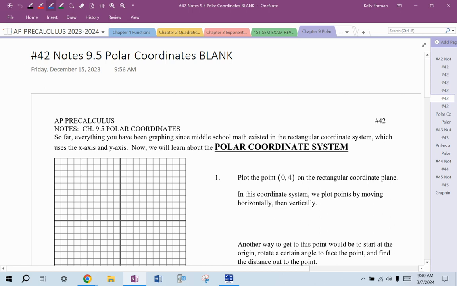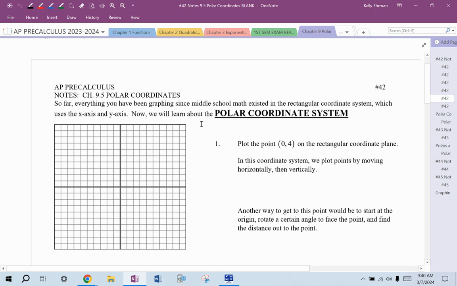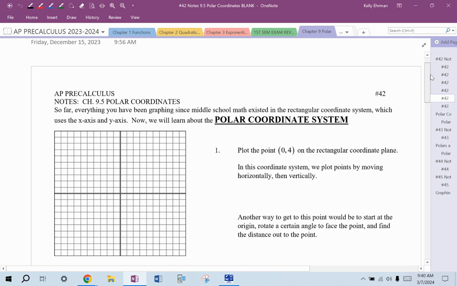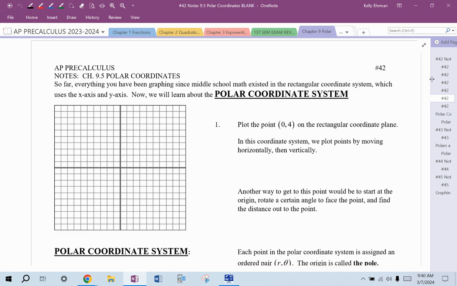All right, we're starting chapter 9, and this does say 9.5 because part of chapter 9 is not on our AP exam. That would be like conic sections. So, anyway, we're starting with polar coordinates. So, we're going to learn a new number system.